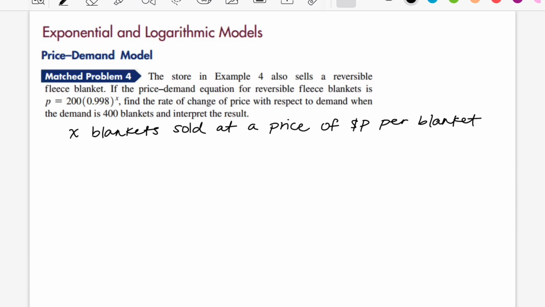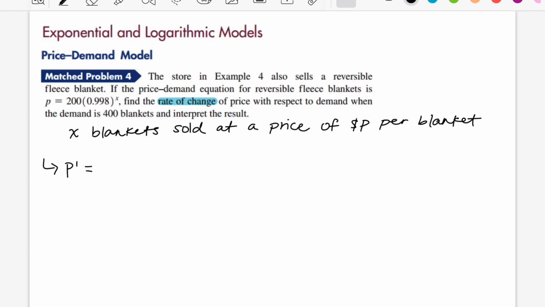Okay, and what we want to do is find the rate of change of price with respect to the demand when the demand is 400 blankets, and then interpret what this means. So we already know, since we're trying to find the rate of change, that we want to find the derivative of our price demand function. So let's first find P prime.